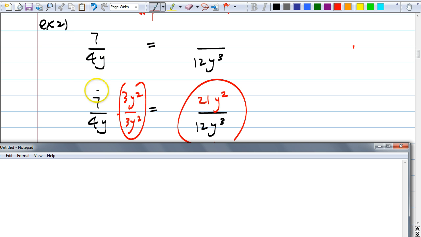You can't change the value of this fraction. All we're doing is changing the denominators. They both have the same value, right? 7/4y is the same as 21y squared over 12y cubed, isn't that right? That's why there's an equal sign between them. You see what I mean? If you're going to multiply the denominator by 3y squared, you got to multiply the numerator by 3y squared, because you're basically multiplying that fraction by 1. You're not changing its value at all. Remember the identity property of multiplication? A times 1 is equal to A. The value doesn't change.